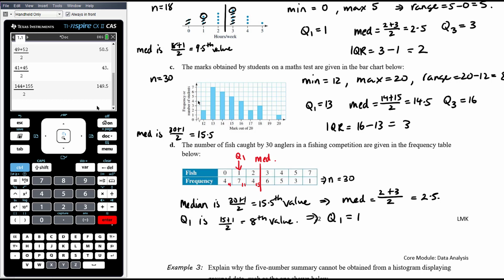Okay, and then again, we want the 8th value after the median. If we add up cumulatively just from the median, the first 6 values after the median will be 3s, the next 5 values, so a total of 11 values, will be 4s. So that means the 8th value after the median is going to sit in that category. So Q3 is going to be a 4.